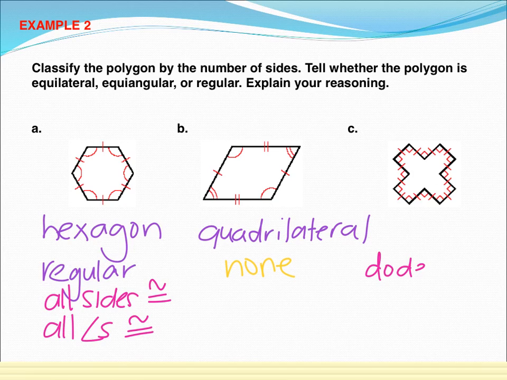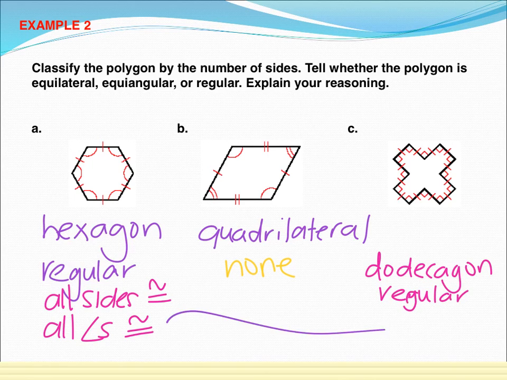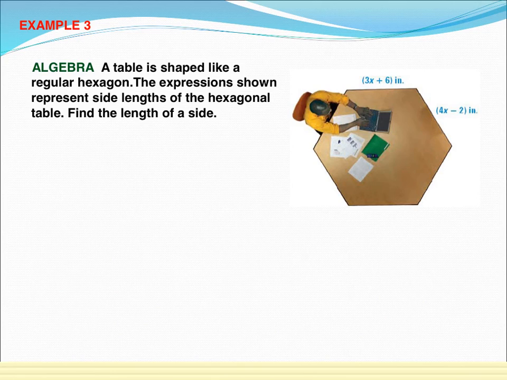Dodecagon. Okay, and equilateral, regular. Okay, look at all the angles on the inside. Are all the interior angles the same? Yep. Are all the little sides the same? So this is regular. And the same reasoning. All the sides are congruent and all the angles are congruent. Questions?